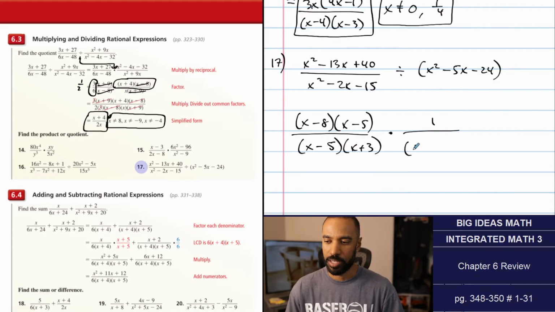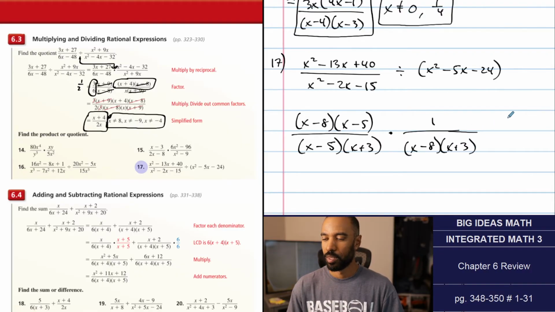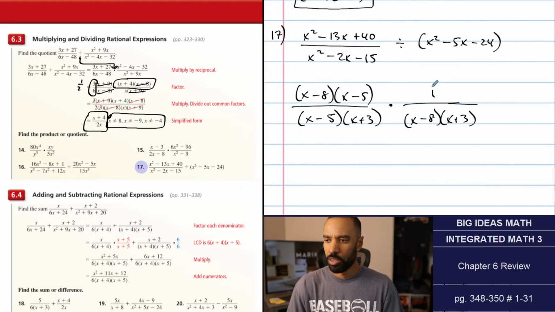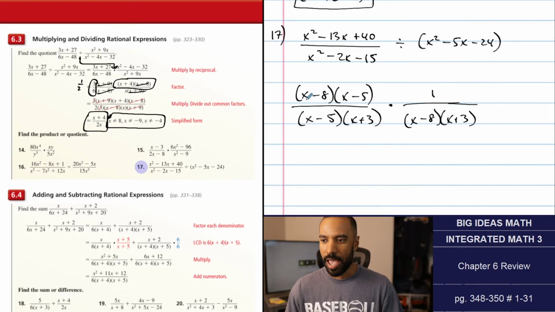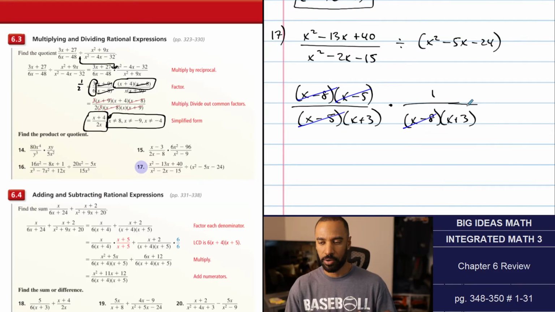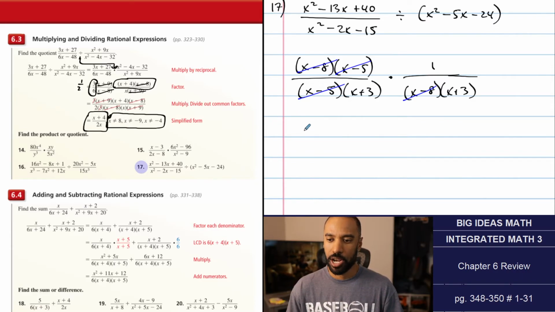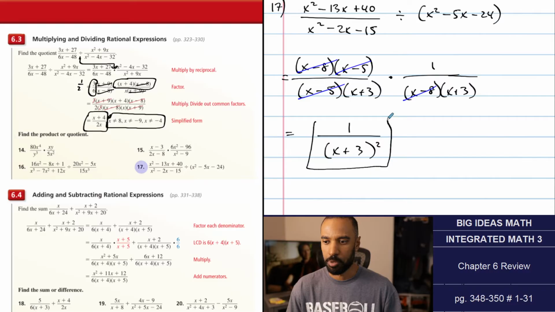And this guy factored is x minus 8 times x plus 3. Okay, so the 1 isn't doing much. X minus 8's here, x minus 5's here. You're left with a couple x plus 3's. They don't cancel. They're together in the denominator. Now, when they're together there, generally we wouldn't want to write that as 1 over x plus 3 times x plus 3. We would do 1 over x plus 3 quantity squared, kind of like that. And that's the way that I'd prefer seeing it personally.